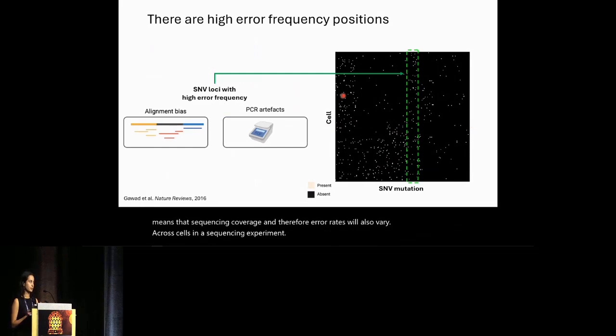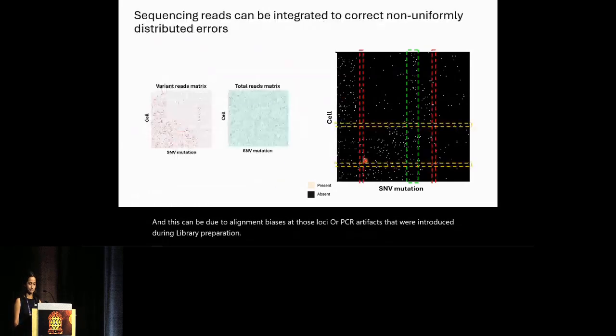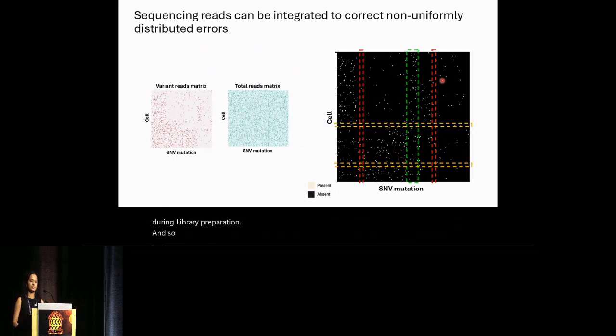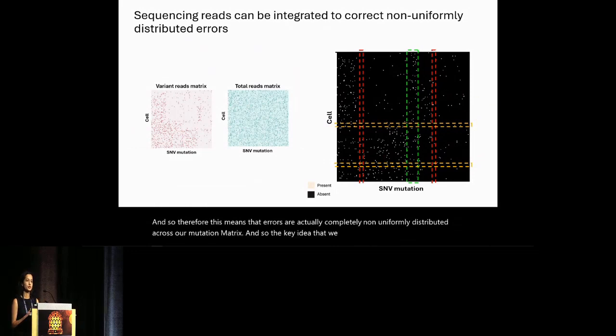And finally, there are some high error frequency genomic positions, and this can be due to alignment biases at those loci or PCR artifacts that were introduced during library preparation. Therefore, errors are actually completely non-uniformly distributed across our mutation matrix. And so the key idea that we had is that in order to accurately correct these errors and infer the true matrix, we must integrate the actual raw sequencing data, so the variant reads matrix and the total reads matrix, into our inference.